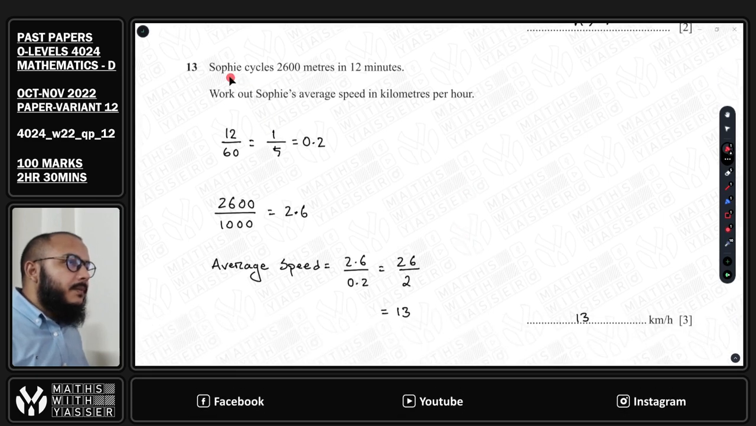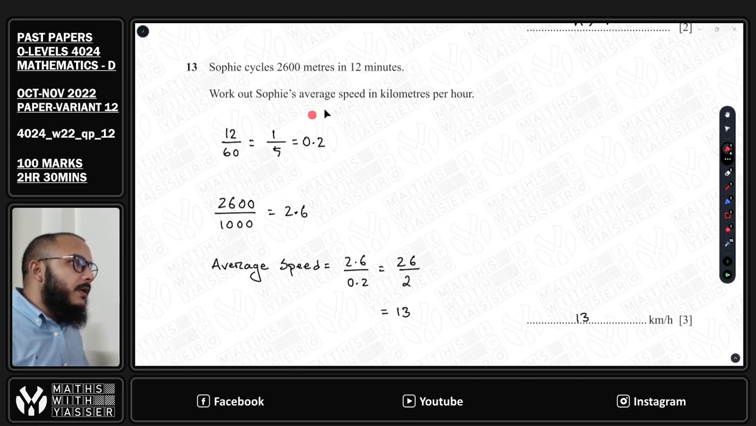Question number 13. Sophie cycles 2600 meters in 12 minutes. Work out Sophie's average speed in kilometers per hour. So we need to answer the average speed in kilometers per hour, and we are provided with meters and minutes. So first we need to correct these units. 12 minutes, we can convert this to hours if we divide it by 60.